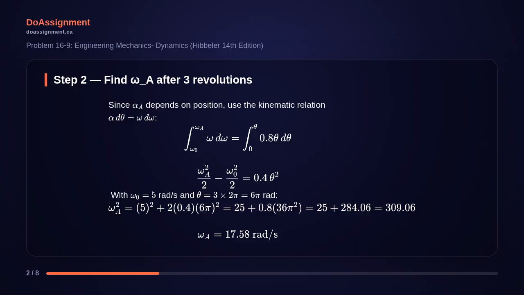Because the angular acceleration depends on angular position, we use the kinematic relation alpha d theta equals omega d omega. Integrating both sides gives 1/2 omega A squared minus 1/2 omega 0 squared equals 0.4 times theta squared. Substituting omega 0 equals 5 radians per second and theta equals 3 times 2 pi, which is 6 pi radians, we get omega A squared equals 25 plus 0.8 times 36 pi squared, which equals 309.06. Therefore, omega A equals 17.58 radians per second.